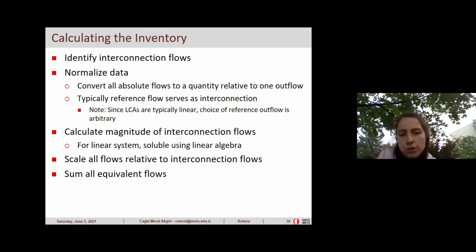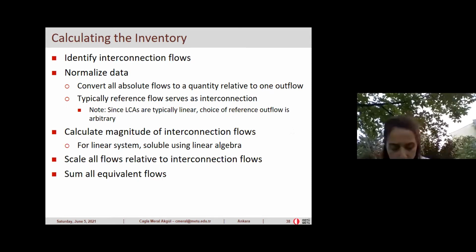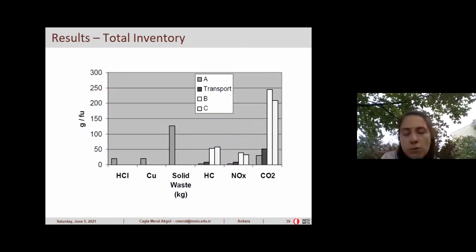So what you need to do is identify interconnection flows, then normalize the data: convert all absolute flows to quantities relative to one outflow. Typically the reference flow serves as the interconnection. I have said all of this already. Calculate the magnitude of interconnection flows, scale all flows, and then eventually you will sum everything up. So this is what you need to do. Once I do this, this is what I get.